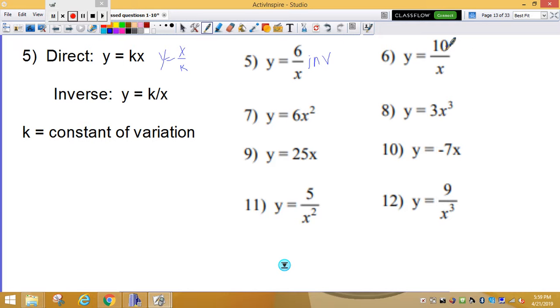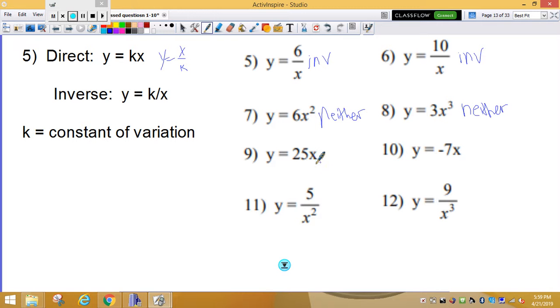Number 6, the number is on top, 10 divided by x. So that means it is going to be another inverse. If the number is on top, it's inverse. Number 7 has a squared. Well, did any of these have squareds? No. So this one's going to be neither. Same thing with 8. It has a cubed. So that means it's neither.